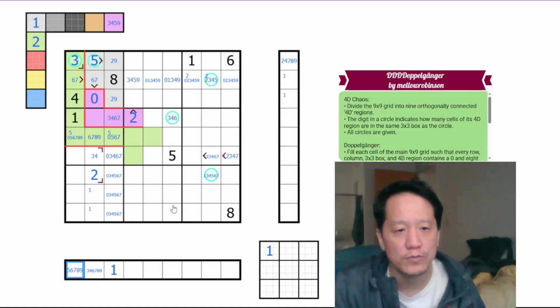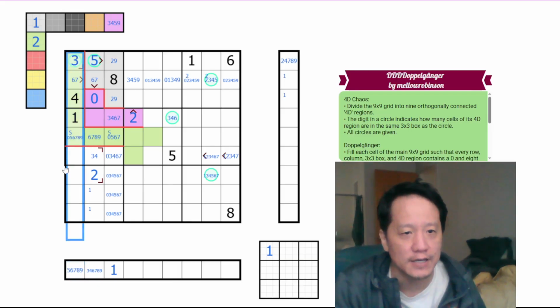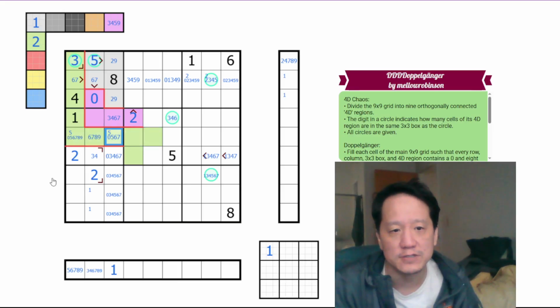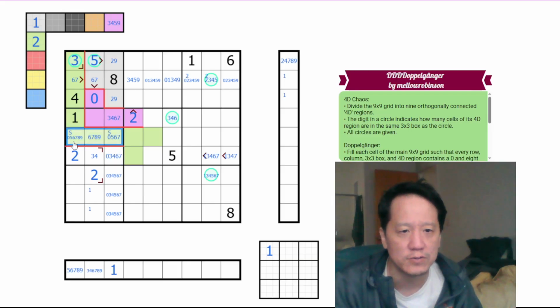So, where is the 2 then? It can only be here. So this is 2 here, which means we're missing. So we have to go green. None of these can be 0. Actually, these could be 0.